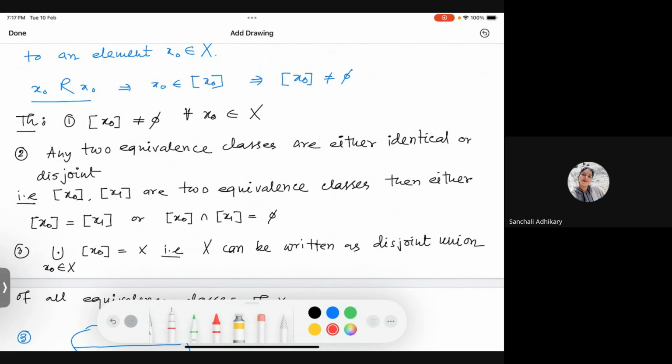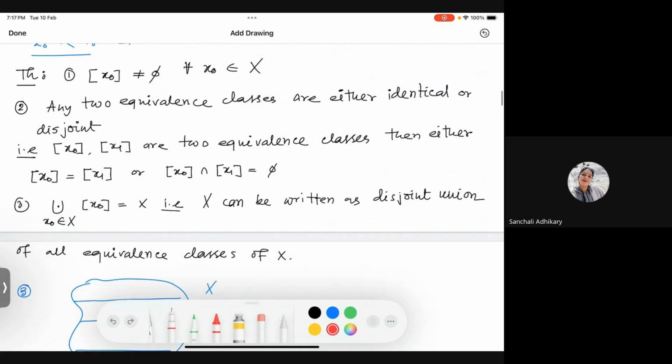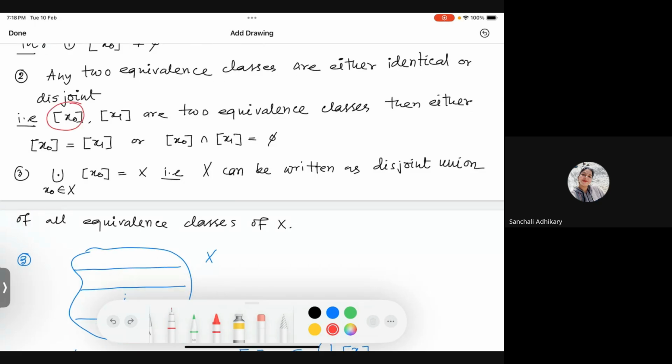The next theorem: any two equivalence classes are either identical or disjoint. It means if you take two distinct classes, then either the classes are exactly equal, or the intersection of the two classes is empty. We already saw it by an example, right?